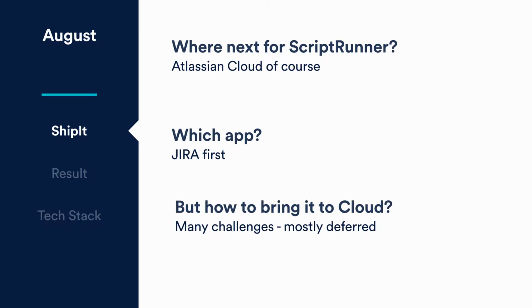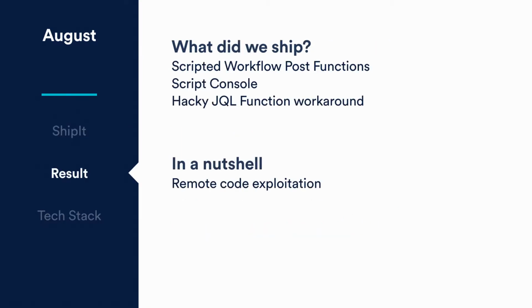So we needed to bring it to cloud, and there were quite a few challenges. What was the result of this ShipIt, you might ask? We actually shipped the core functionality of ScriptRunner for Jira Cloud. It was essentially just a prototype, a proof of concept at the time. We shipped scripted workflow post functions, a script console, and a hacky JQL function workaround. In a nutshell, it was remote code execution, allowing users to run any code on our servers.